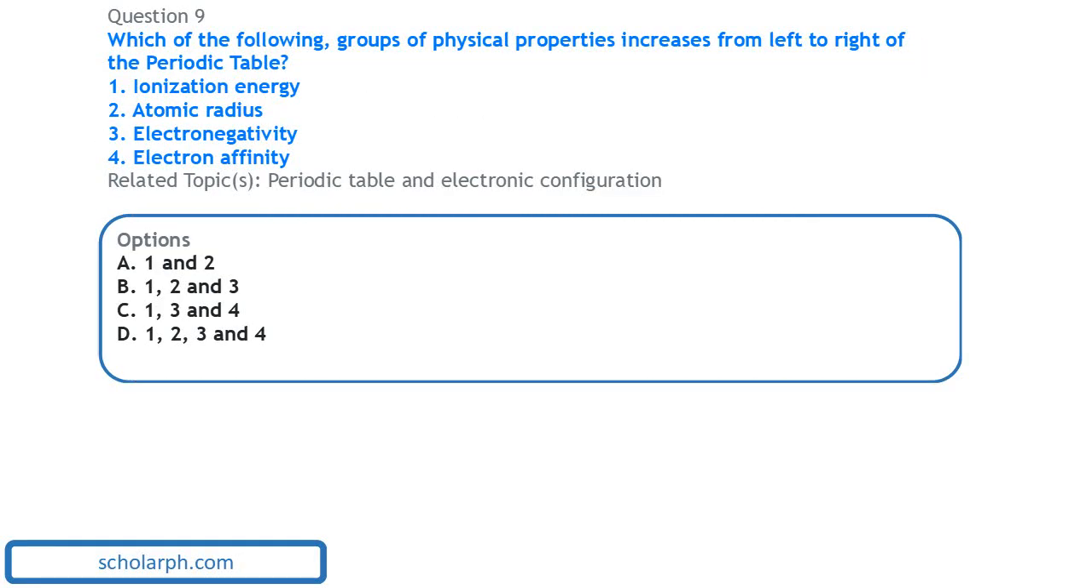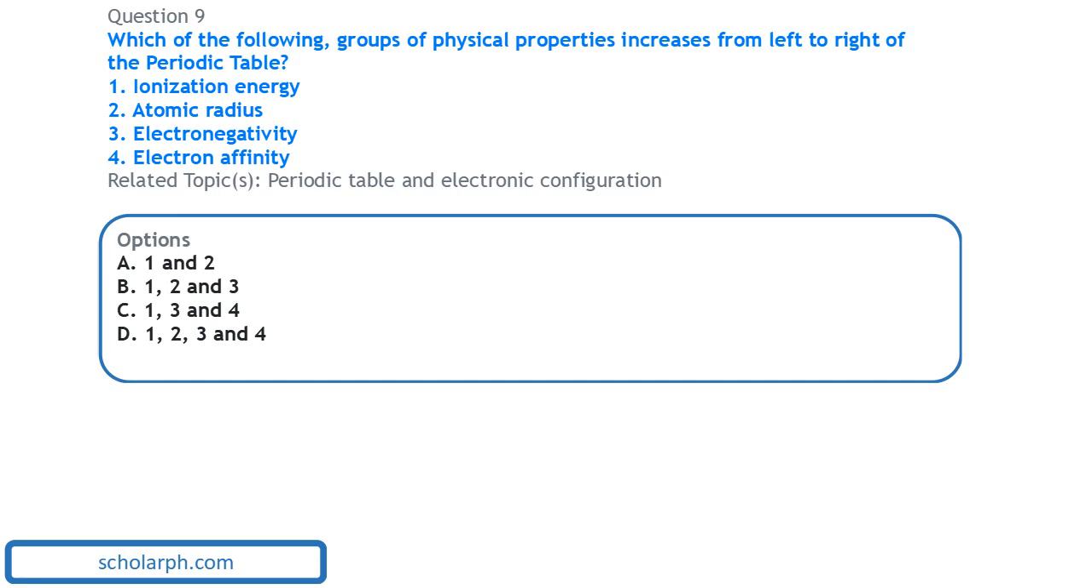Next question on periodic table: which of the following groups of physical properties increase from left to right of the periodic table? Alright, the ionization energy is the energy that is required to remove a valence electron.